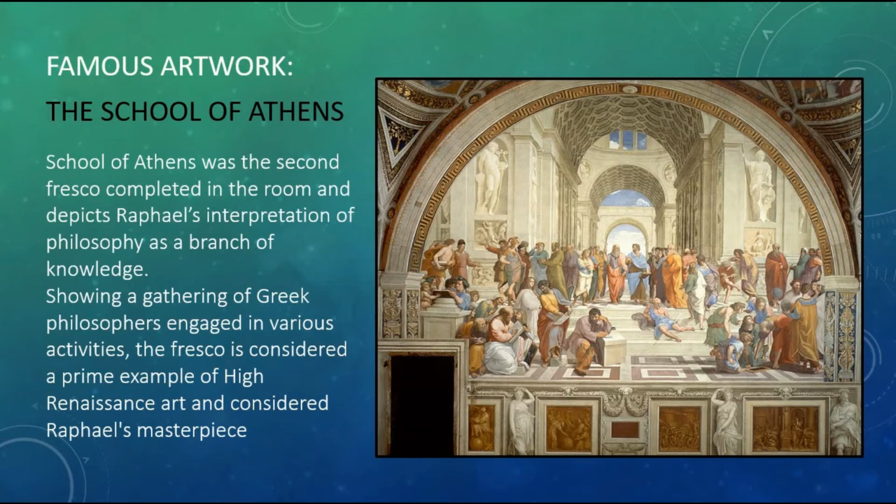Another one, the School of Athens. This was the second fresco completed in the room and depicts Raphael's interpretation of philosophy as a branch of knowledge, showing a gathering of Greek philosophers engaged in various activities. The fresco is considered a prime example of High Renaissance art and considered Raphael's masterpiece.